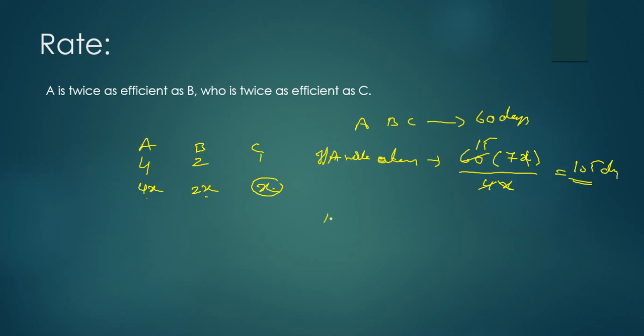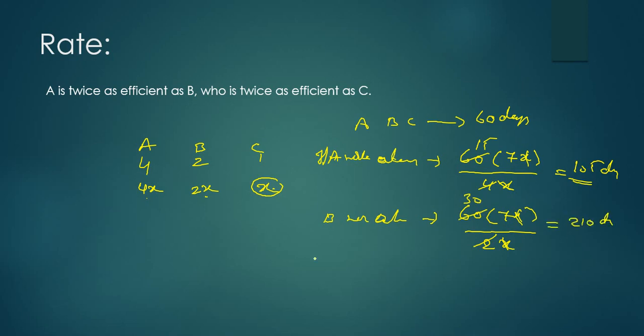What happens if B works alone? Simple. Total work is 60 into the work done by A, B, C all 3 together, 7X per day. So total work equals 60 into 7X divided by how much B is doing per day, 2X. Simple. Total work divided by the number of units per day. X and X get cancelled. 2 ones are 2, 2 30s are 210 days. If B works alone, he can complete the work in 210 days.